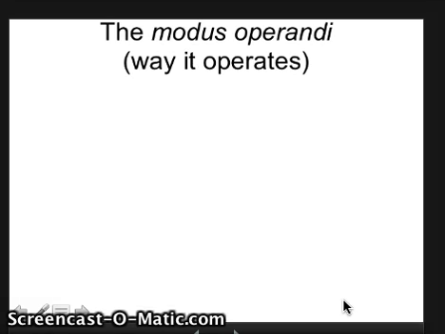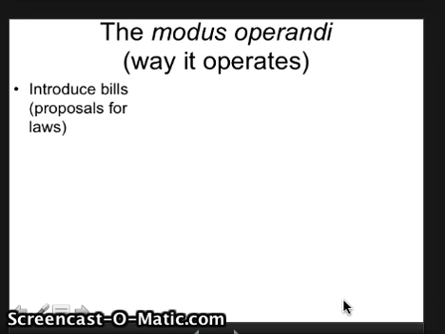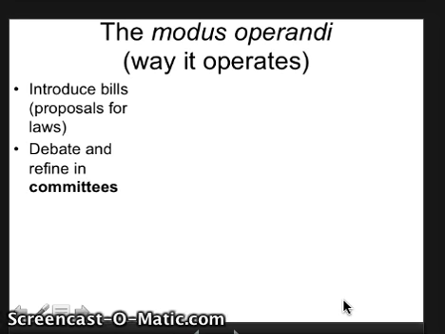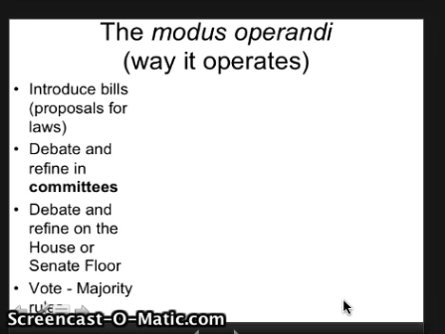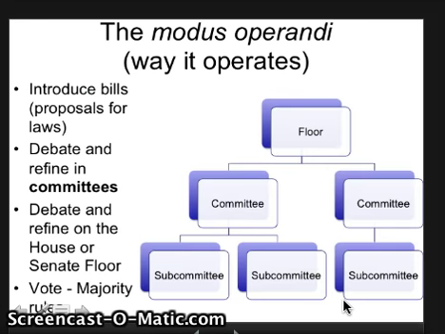The way it works is that you introduce a bill, it's debated in committees, and then refined on the Senate floor, and then you vote, majority rules. So here, the floor is where everyone would meet. They break off into little committees and subcommittees where they debate the bill and they work on it and they write it. It then gets sent back up to committee where they vote. If they vote favorably, it gets sent to the floor. When the floor votes, then it happens.